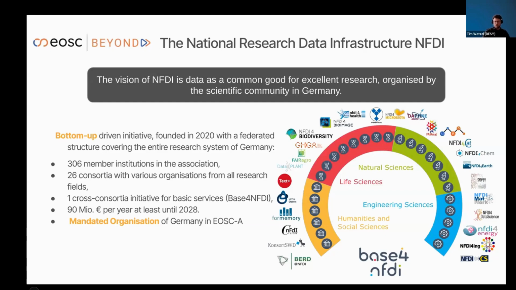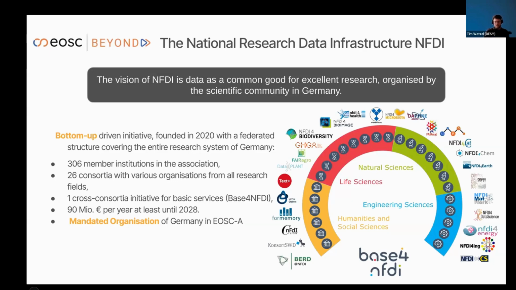So we've got 306 member institutions in the association that organize themselves into 26 consortia that come from different thematic fields, like you can see on the right, from humanities and social sciences, life sciences, natural and engineering sciences. And then there's one cross-consortia initiative for basic services. All of it is funded with 90 million euros per year, at least until 2028. And they are a mandated organization for Germany in the EOSC Association.